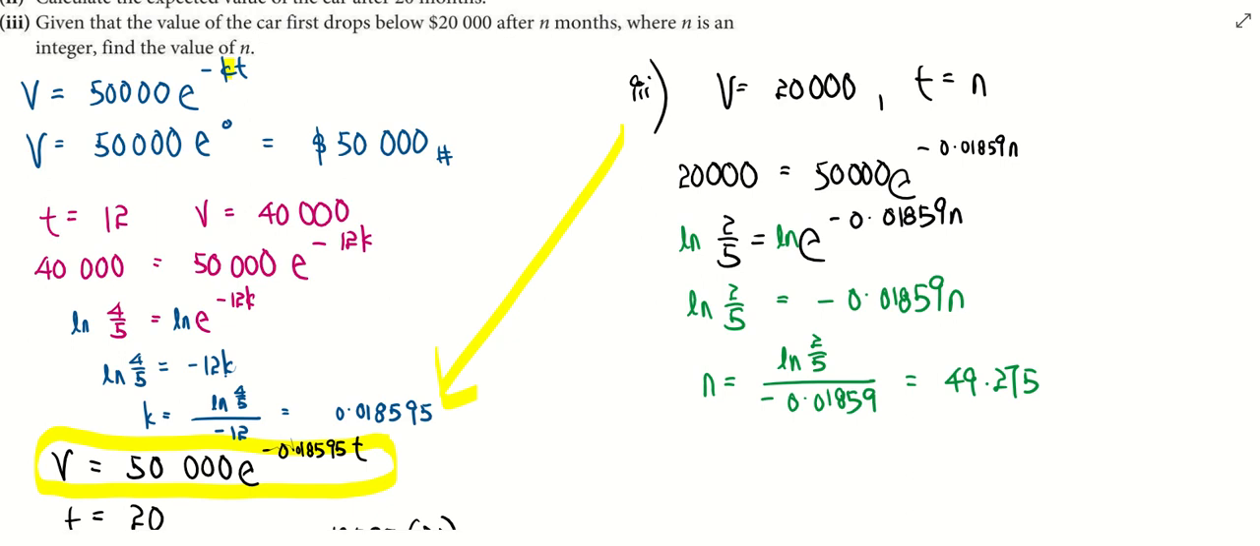Okay, the question specifically says it must drop below 20,000 after n months. If I round off my answer to 49 months, it will not drop to below 20,000 yet. Alright, but after 50 months, it will drop to below 20,000. So in this case, I must estimate my n as an integer, 50. I have to round up because if I round down, it will never drop to below 20,000.